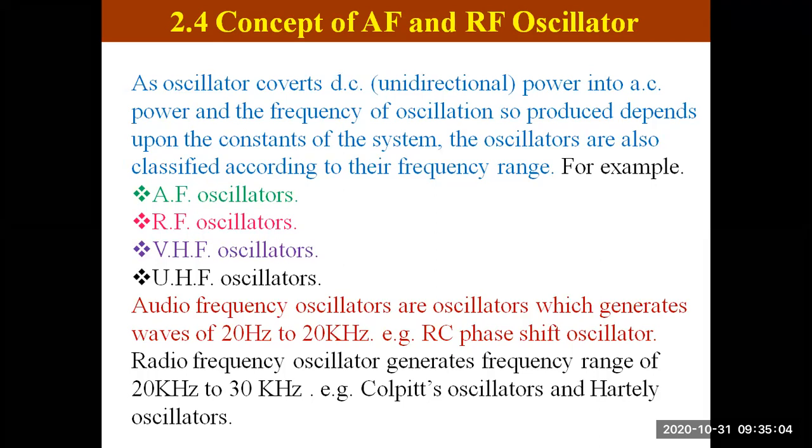Very high frequency oscillator is above 1 megahertz. Here 20 kilohertz to 300 kilohertz is the frequency of a radio frequency oscillator. And above 300 kilohertz, the oscillator is a very high frequency oscillator. Now crystal oscillator is the best example of a very high frequency oscillator, above 1 megahertz. Therefore here we have the concept of an oscillator, the concept of audio frequency oscillator and radio frequency oscillator.